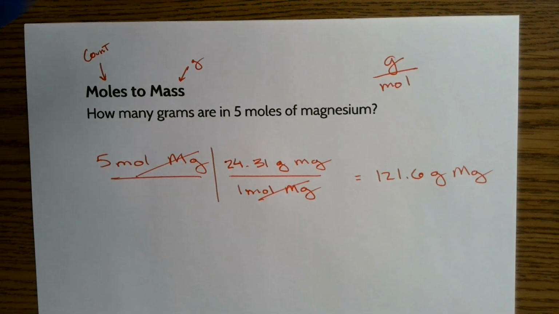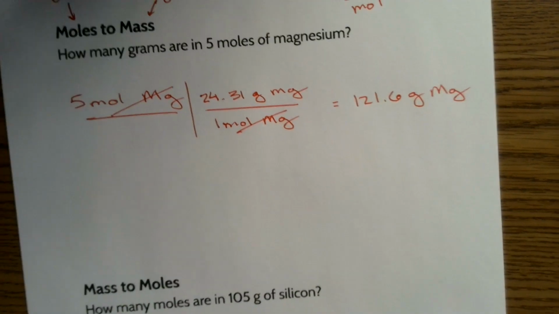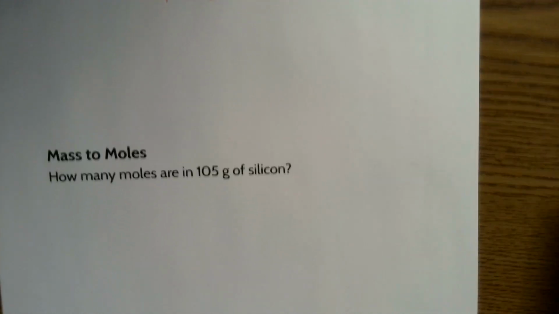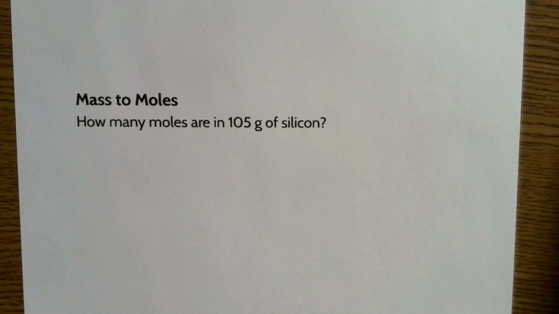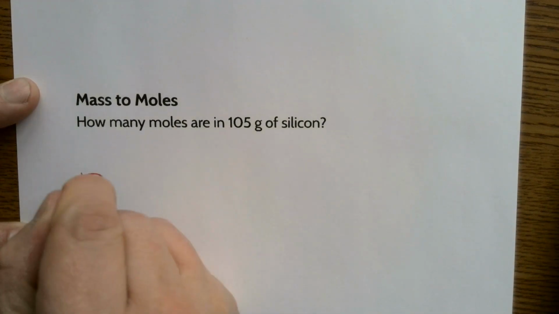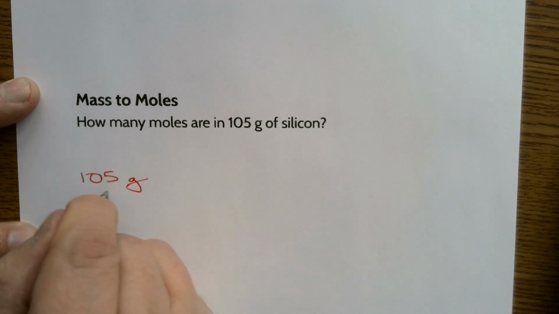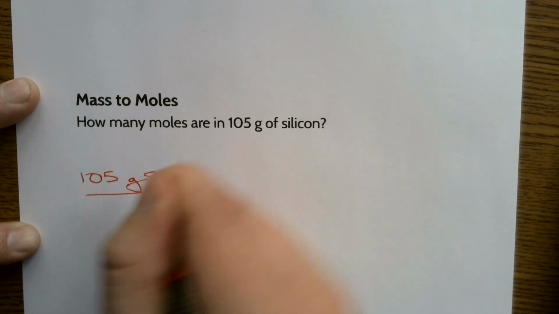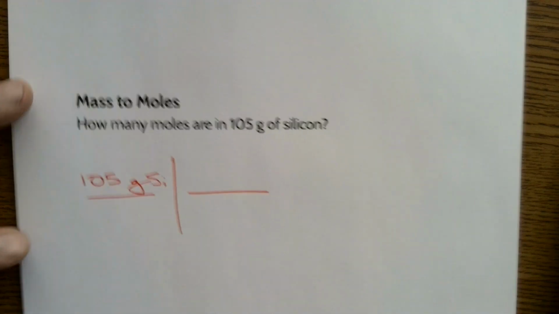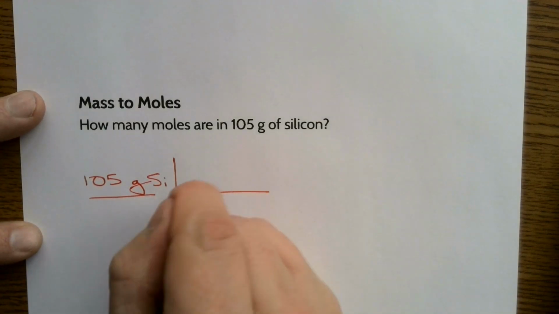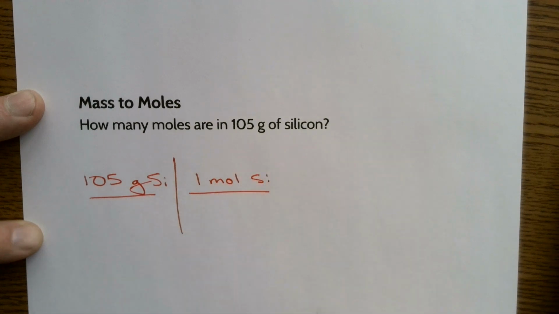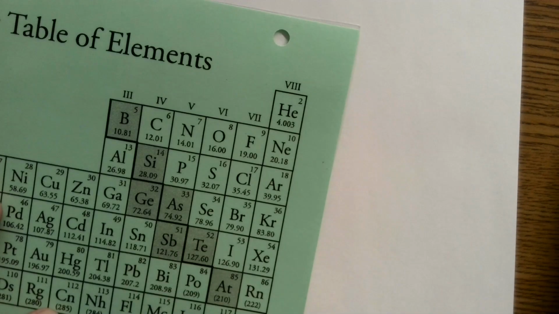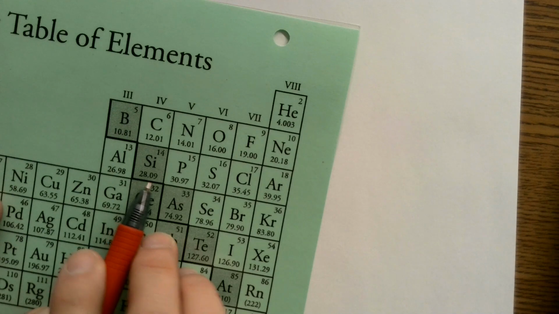All right, now the next problem is just in the reverse. We're now turning our grams into moles. So let's slide this down. How many moles are in 105 grams of silicon? So we have 105 grams of silicon, Si. Set my picket fence up. I'm going to put moles on top because that's what I want to turn it into. 1 mole of silicon is equal to 28.09 grams.